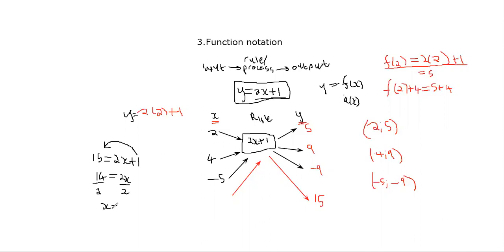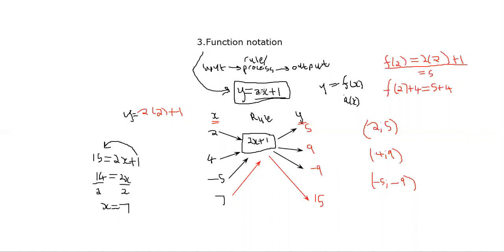So meaning for you to have a product or output of 15, your input must be 7 for this rule. Remember that rules change for this rule, right? So 2 multiplied by 7 is 14, plus 1 is 15, right? You're correct, right? So now you understand what function notation is.